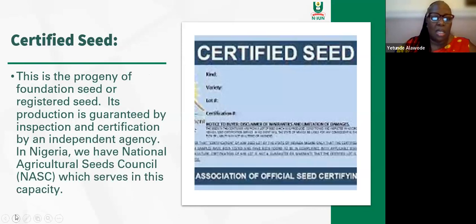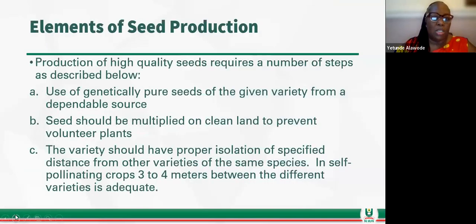And then it comes to certified seed. Certified seed is the progeny of the foundation seed or registered seed, and that is what you see in the market. Its production is guaranteed by inspection. So as a farmer, when you are working on a very large expanse of land, they give you seed, you plant it, and then these certification officers will come and inspect it just to make sure that the seed is still pure. And you have elements of seed production.